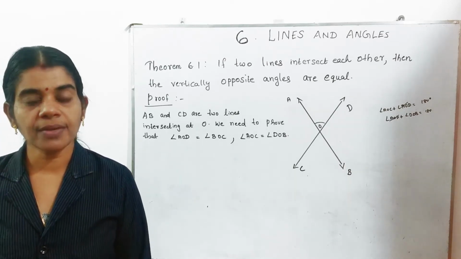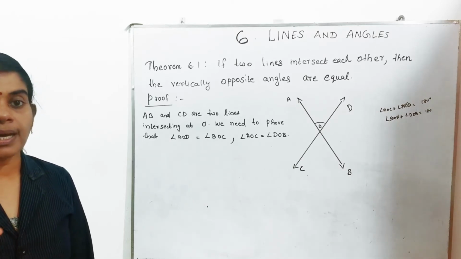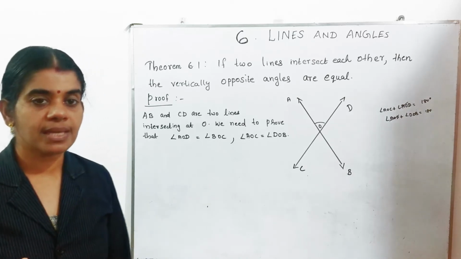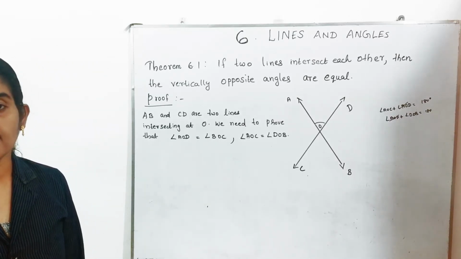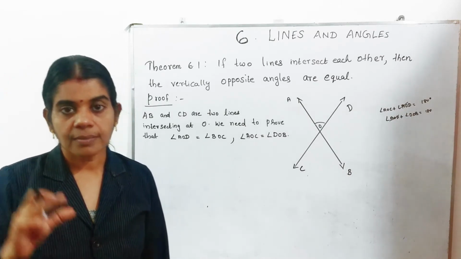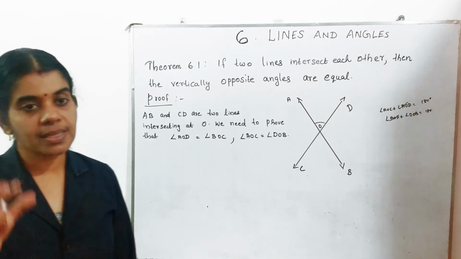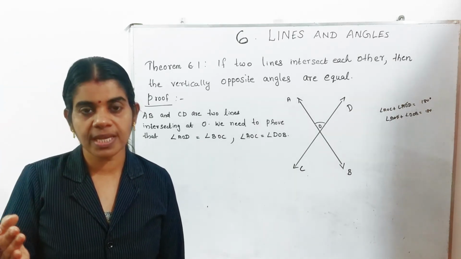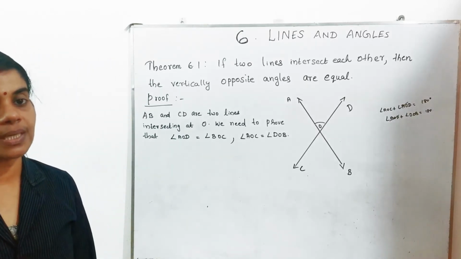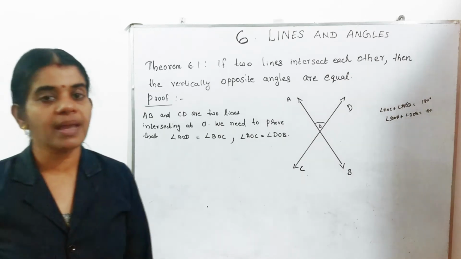I already told that if a ray stands on a line, the adjacent angle sum will be 180 degrees. Or otherwise we can say that if the adjacent angle sum is 180 degrees, the ray stands on a line. These two together, the statement and its converse, are known as the linear pair axiom.